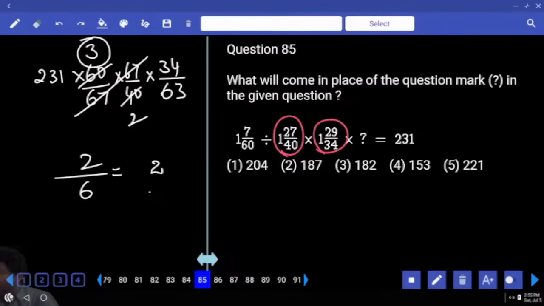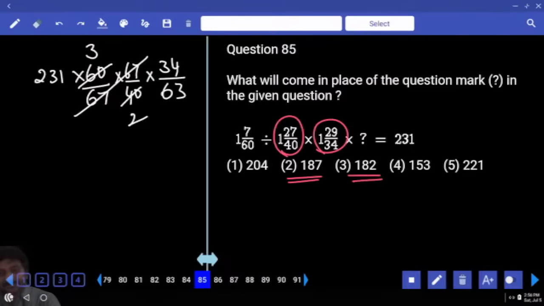3 multiple. Come on. 3 multiple. 9 multiple. 9 multiple gets cancelled. Can your answer be a 3 multiple? Go to options. Is it 3 multiple? No. Is it 3 multiple? No. 3 21 times.